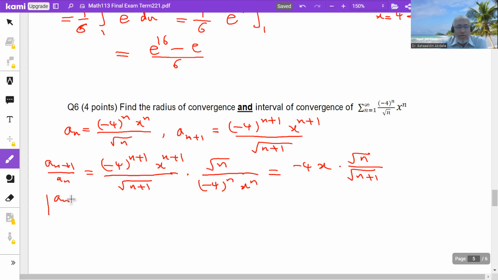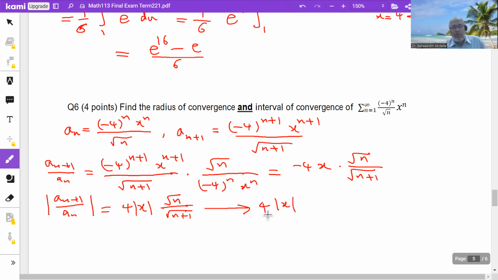Now the absolute value of a_{n+1} over a_n would be 4 times absolute value of x, times square root of n over square root of n plus 1. If you take the absolute value, the negative will disappear, and you have to write absolute value of x because x could be positive or negative. Now, if you take the limit of this quantity when n goes to infinity, you take the highest power up, the highest power down, you will have square root of n over square root of n, that's 1. So this will go to 1. So the limit would be 4 times absolute value of x.